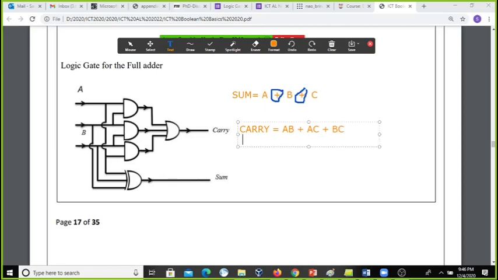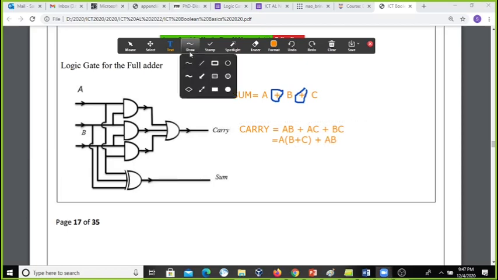Or you can write this another way. Remember we discussed the answer A into exclusive B and C, and AB. Both answers are correct.